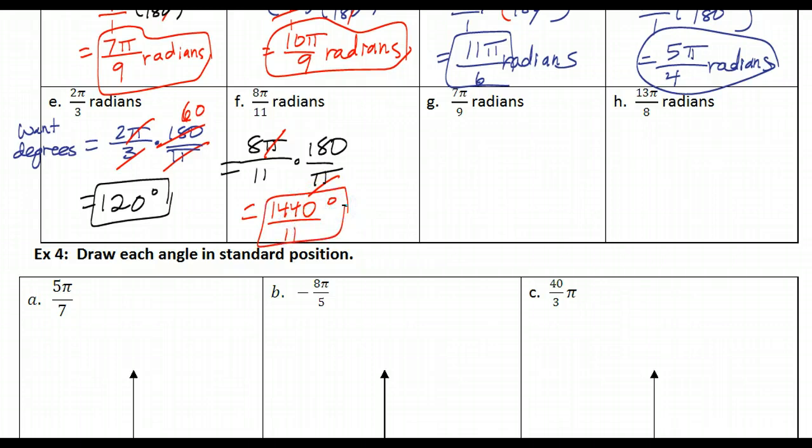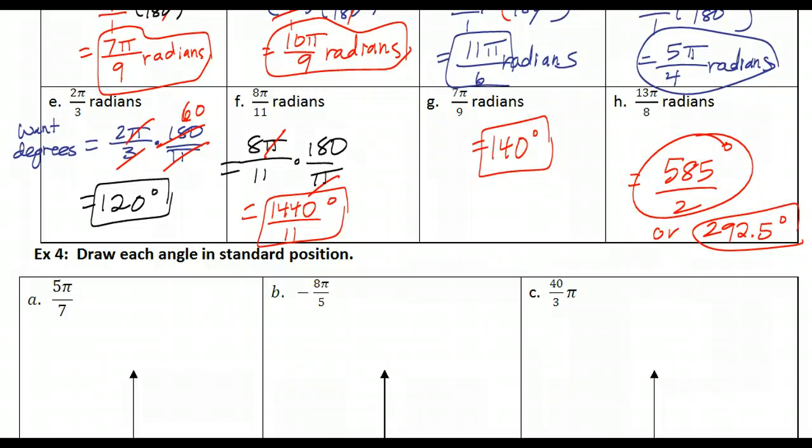All right. Why don't you pause and try G and H and see if you can do them, and then when you unpause, I'll have the answers showing. All right, so here you are. G was 140 degrees and H was 585 divided by 2 degrees.